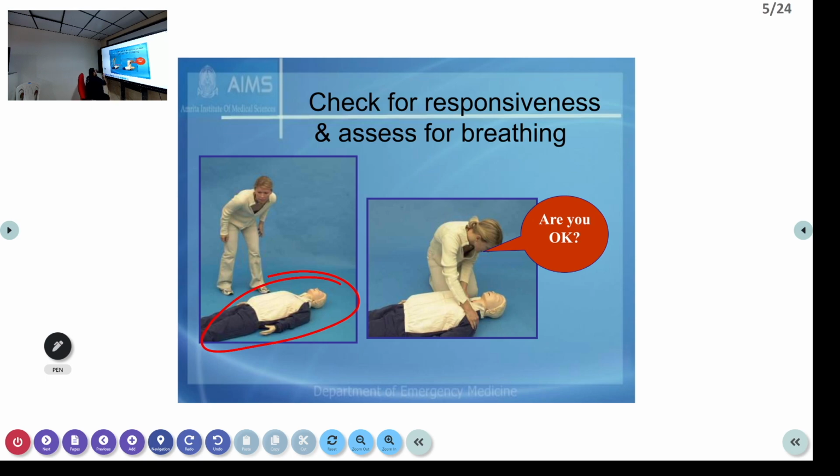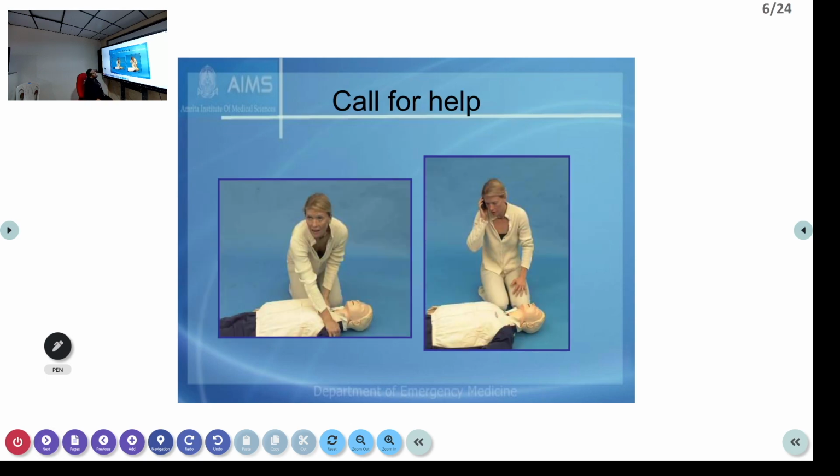So after doing the first step, what is the next step that you need to do? The next step is immediately you have to call for help. You will not be enough alone, because inside the hospital you will have a lot of people, but if it is happening outside the hospital, definitely it is difficult. So you have to call the ambulance services or nearby hospital or your colleagues, and you have to get help. So that is the next step.